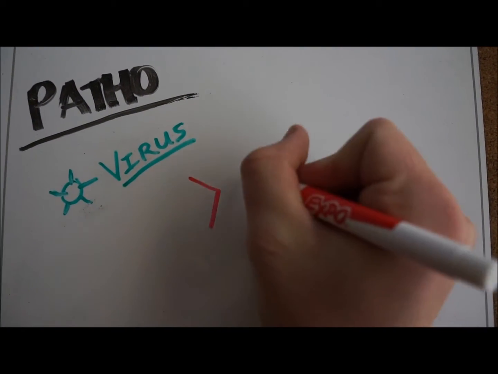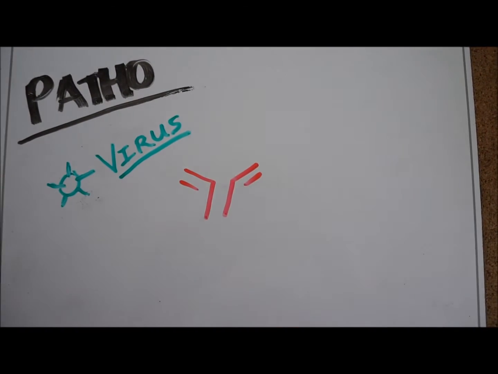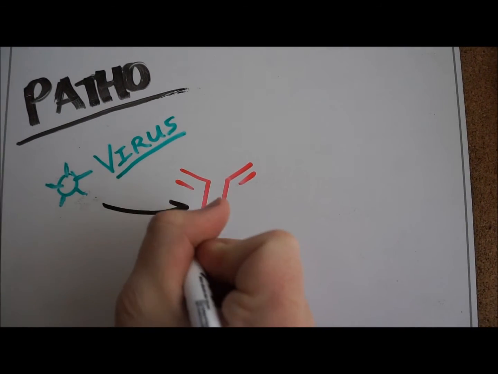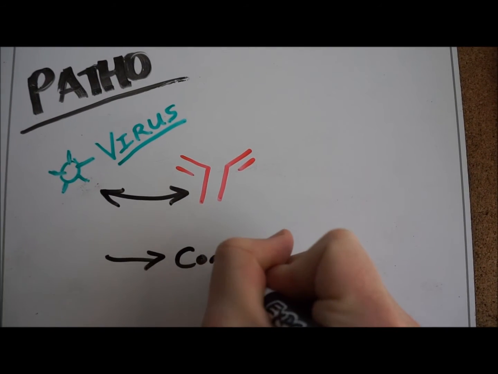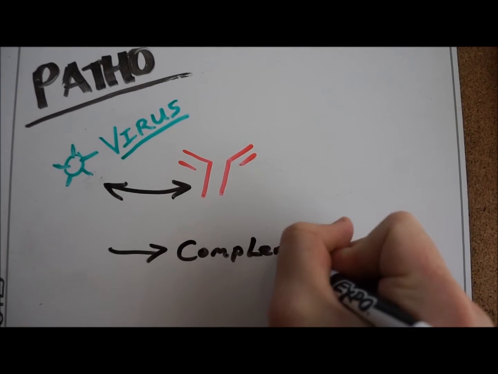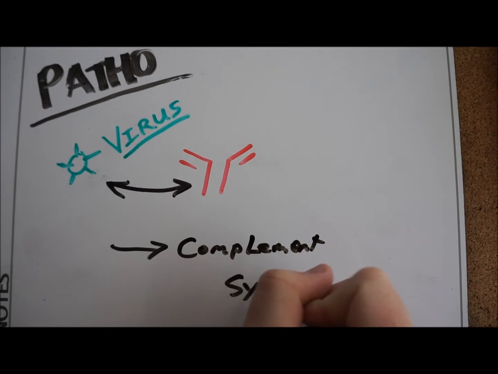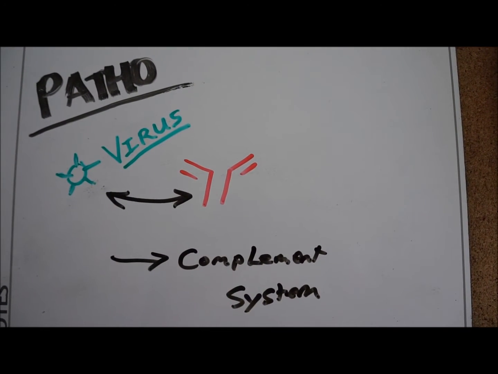Systemic effects of this inflammation are from the antigen-antibody complex between the virus and its antibodies circulating the immune complexes. This can activate the complement system and thus the inflammatory cascade.